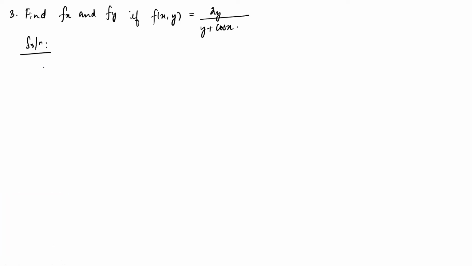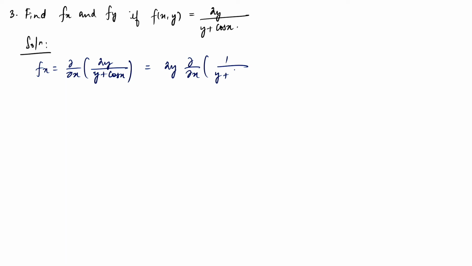So fx we can easily differentiate, sir. Okay, so in order to find fx, we are going to perform this. Here we treat y as a constant, so we take it outside. So del upon del x of 1 upon y plus cos x. Okay, good.